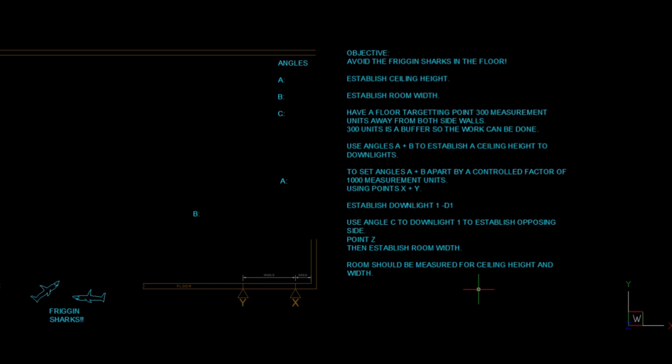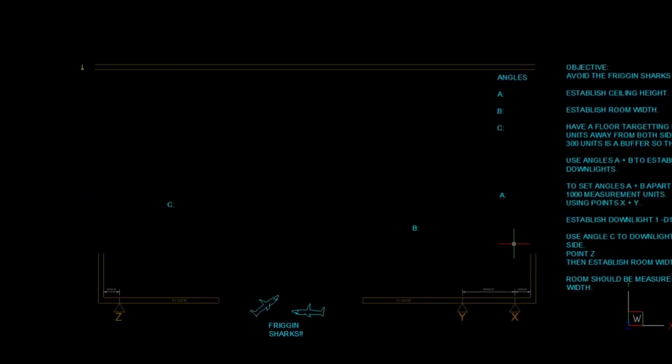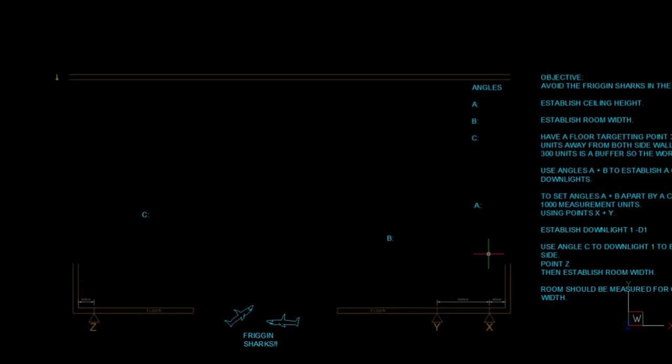Okay, use angle C to downlight 1 to establish opposing side, point Z, then establish room width. Okay, room should be measured for ceiling height and width. So let's randomize this. Now, there's one catch that I do need to make sure of, is that when I get my 3 angles, I believe that angle A must be of a more lower pitch than angle B.